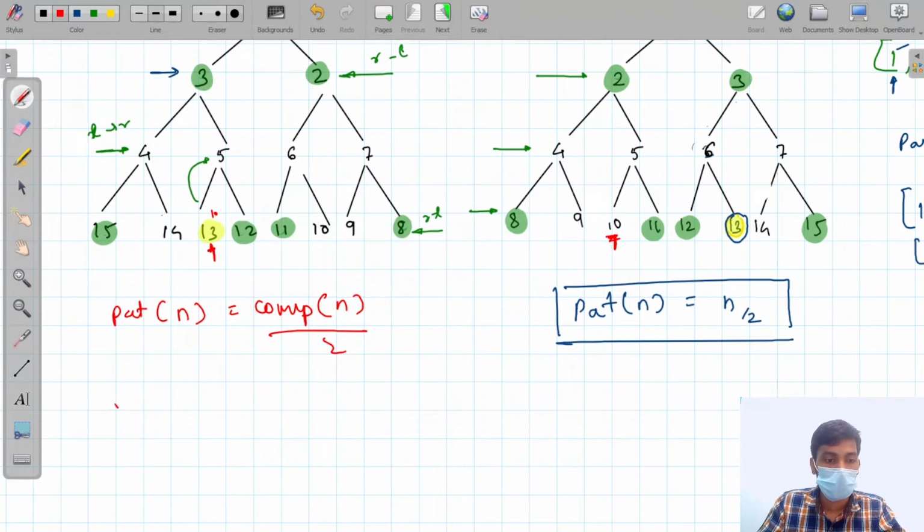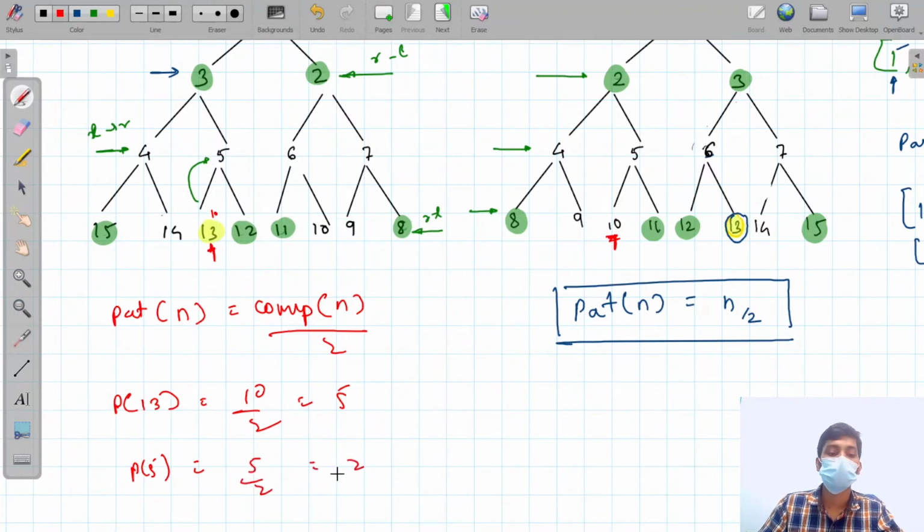Parent of 13 is nothing but complement of 13, which is 10, as we have just seen, by 2, is nothing but 5. The answer is coming as 5. Now let's put this 5. Parent of 5 is nothing but what? This complement, that is 5 by 2. It is 2. This level is going to be the same, so there is no need to change.